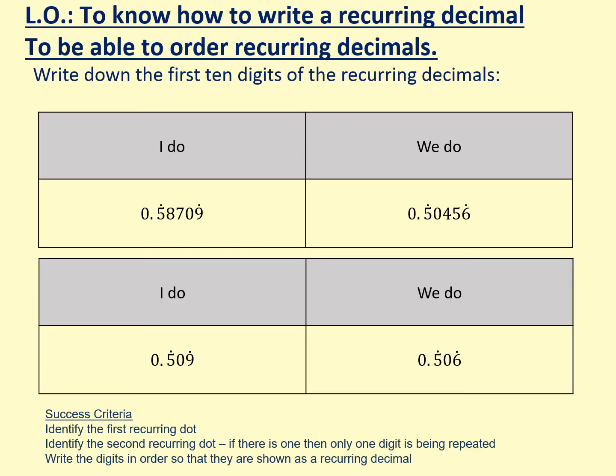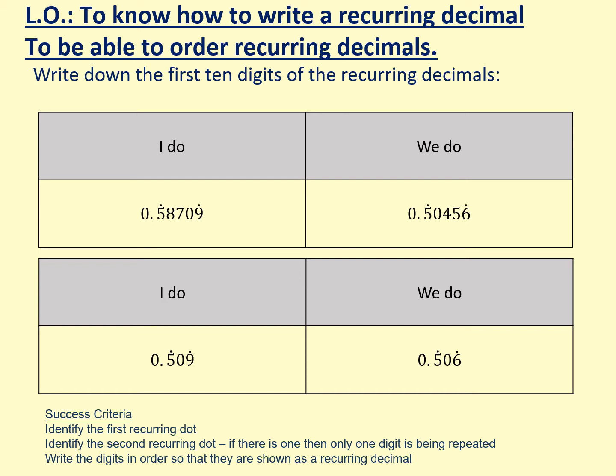So first we will do the first learning objective, which is to know how to write recurring decimals. So what is a recurring decimal? Recurring means that something repeats over and over again. So we write recurring decimals in a certain way, so it's quicker and easier.